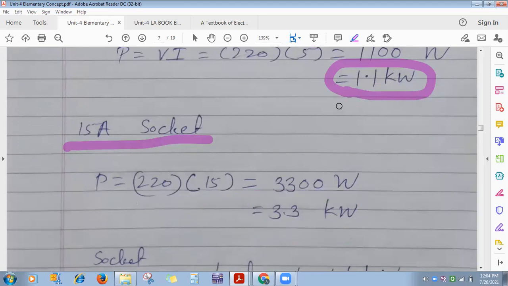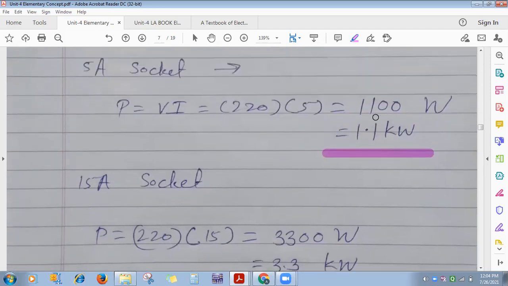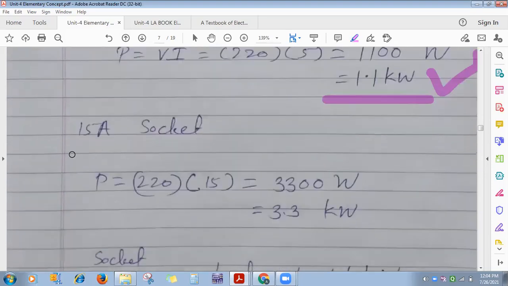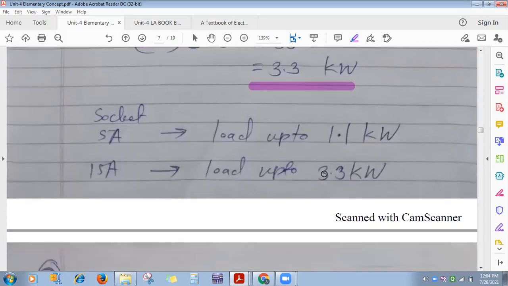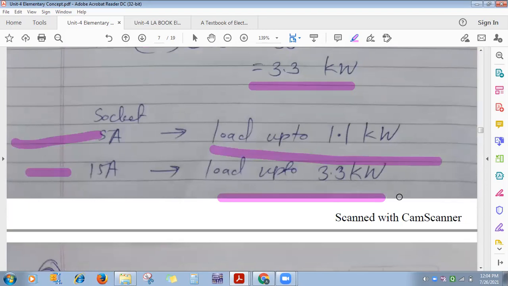So if a smaller load requires power consumption only up to 1.1 kilowatt, go for a 5 ampere current specification socket. If power consumption for a particular load is beyond 1.1 kilowatt, go for the 15 ampere socket range, 3.3 kilowatt. Above 1.1 up to 3.3 kilowatt, go for 15 ampere. Now here I have written for 5 ampere and 15 ampere how much load power rating you can connect.